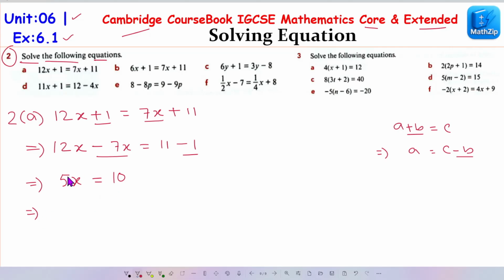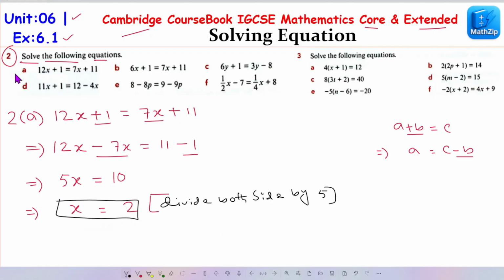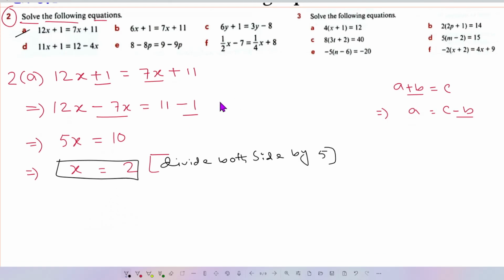Now we can divide both sides by 5, so x equals 2. We can write a subnote like divide both sides by 5. So this is our answer, x equals 2. A done. Number B.